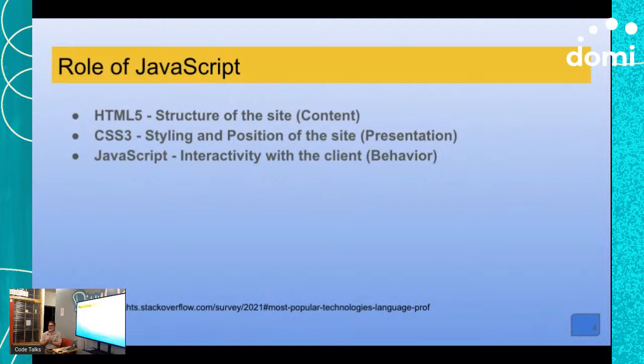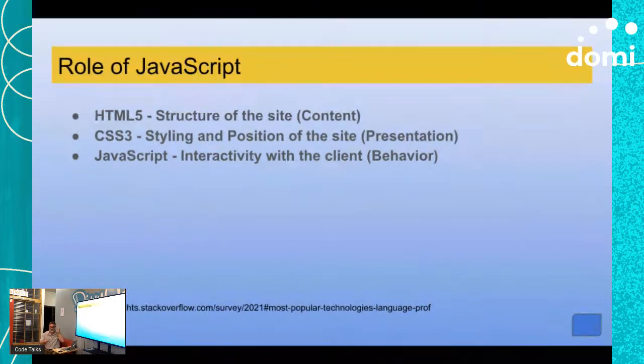And then JavaScript is the interactivity part. This is interacting with our client, our user that's browsing on our website. This deals with behavior. This is akin to a smart thermostat, like one of those Nest thermostats that's programmable and figures out what your patterns are when you're there and when you're not. That's kind of what JavaScript is. This provides some of the wow factor.